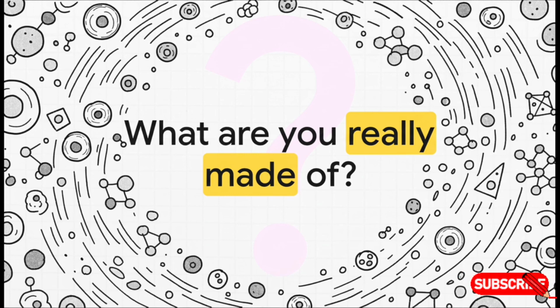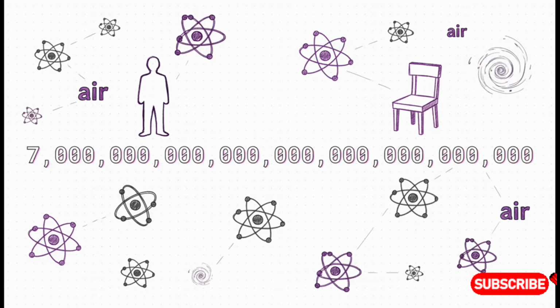I mean, really. If we could just zoom all the way in, past your skin, past your cells, what would we find at the very, very bottom? The answer is kind of simple, but also totally mind-blowing. You would find atoms, trillions upon trillions of them. In the average human body, there are about 7 billion atoms. That is a 7 followed by 27 zeros. It's just an insane number to even think about.